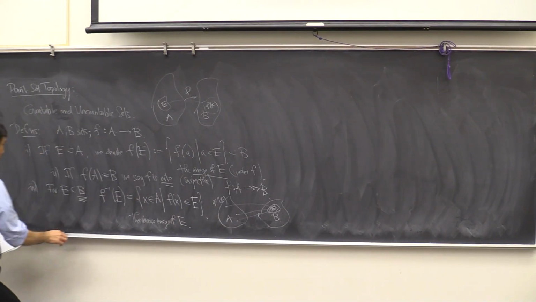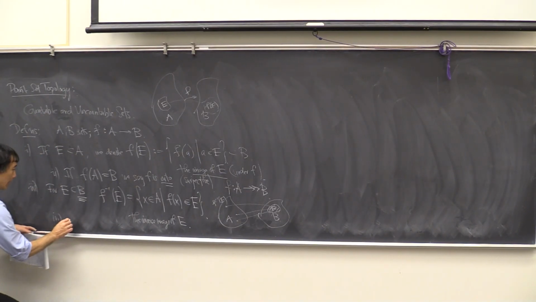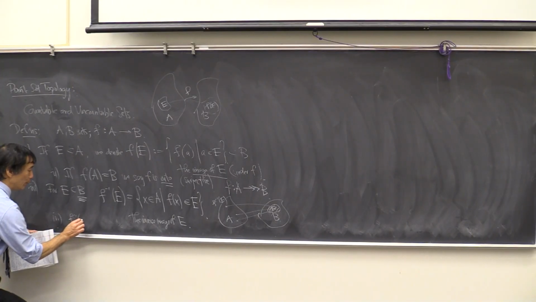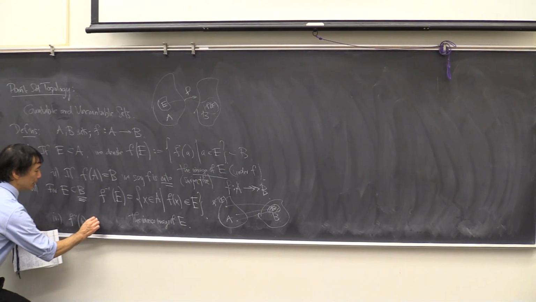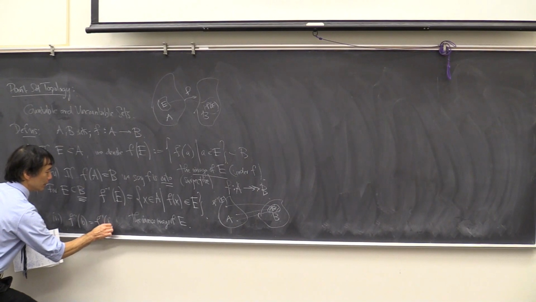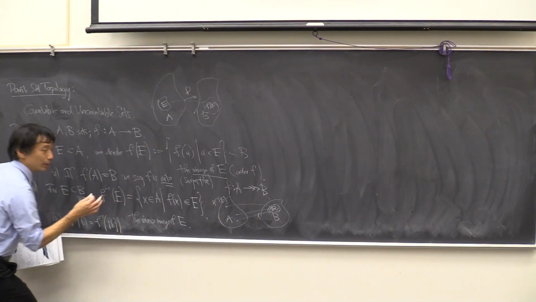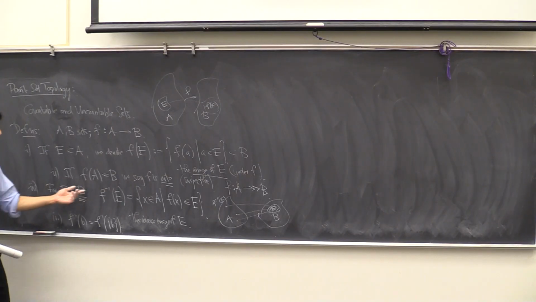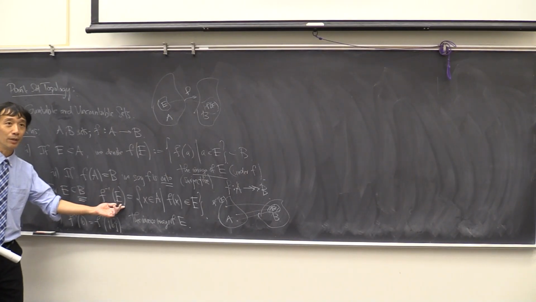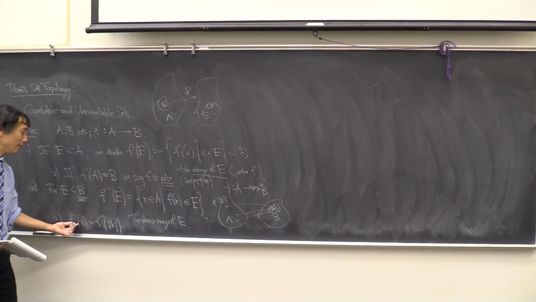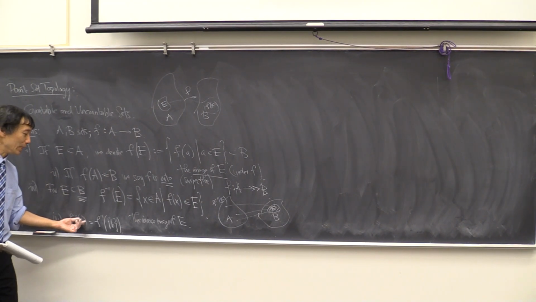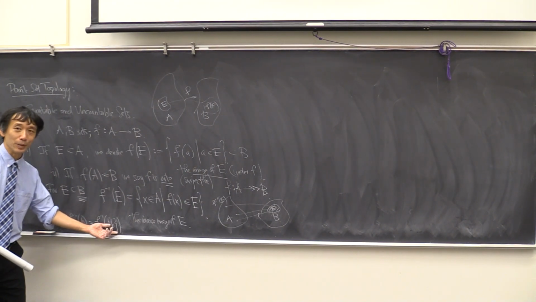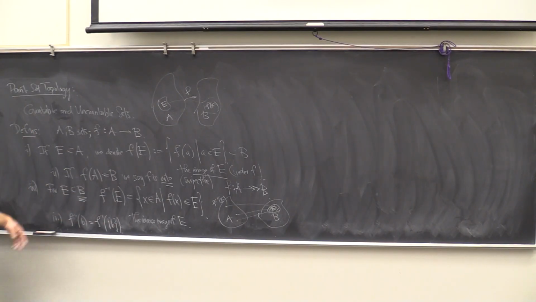As a sub-notation, if I write f inverse of a single point, what I mean is the inverse image of the set consisting of that single point. It's a little bit pedantic, but f inverse is for a set. If I say f inverse of a point, what I really mean is f inverse of the set consisting of that single point.